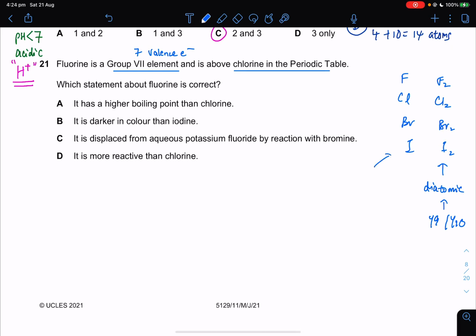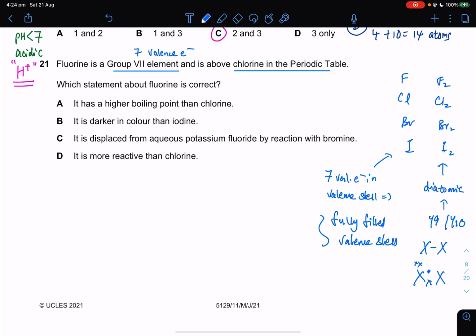Why is that? Because 7 valence electrons in the outer shell, or the valence shell, is unstable. You want to get to fully filled. How do you get to a fully filled valence shell? Well, there are nonmetals and nonmetals. So nonmetals will share electrons and give you these covalent bonds, X bonded to X. I have dot and cross like that. Probably I should have used Y instead, but anyway, dot and cross because 7 crosses and then 7 dots. This is one covalent bond. They share 1 electron to get to a fully filled valence shell.